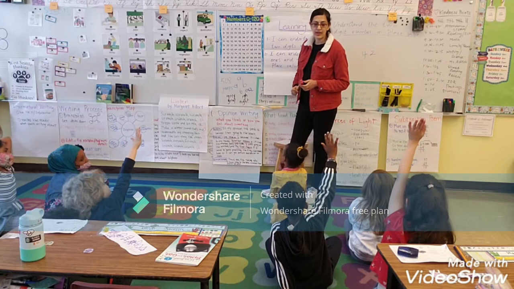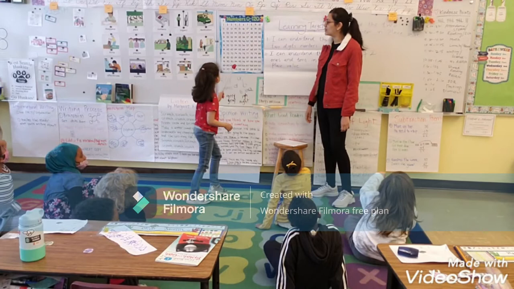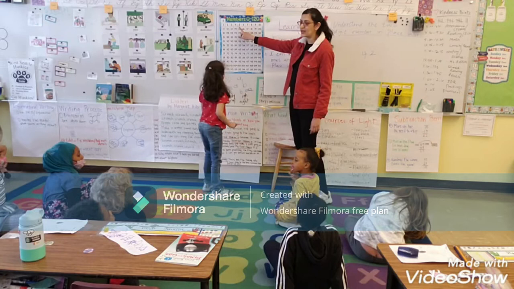Now I give the chance to Aliyah, because I gave the chance before already to you, okay? So Aliyah will go over these 5s: 5, 10, 15, 20. I want everybody to count with Aliyah together, okay? All right, go ahead.